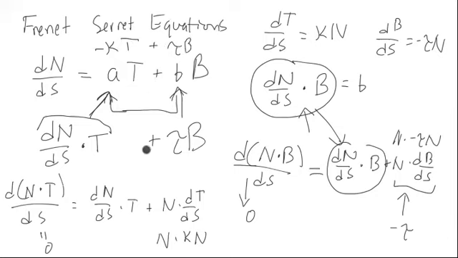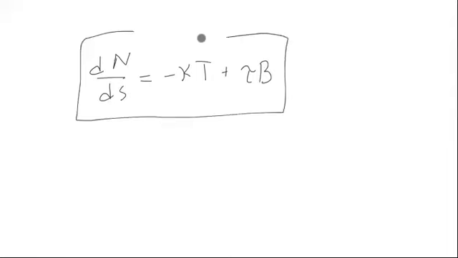So in the end, we get our third equation, which I'll just rewrite: dN/ds is equal to negative kappa T plus tau B. We're going to use this idea in the derivation of a couple of formulas which are extremely useful and make the calculation of curvature and torsion amazingly simple. We'll look at that in the next video.